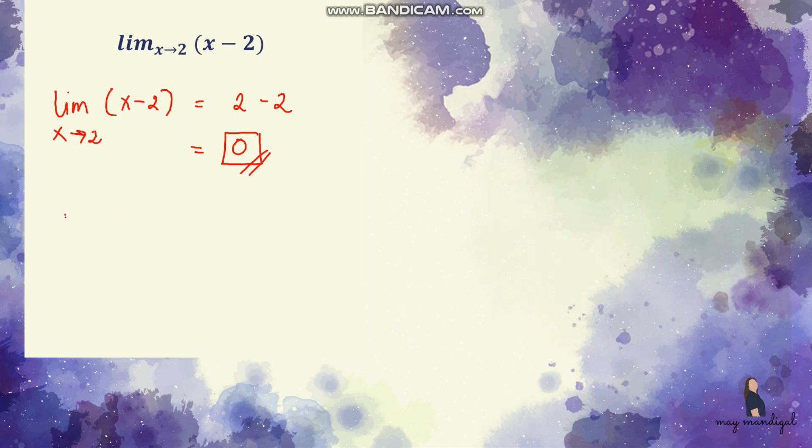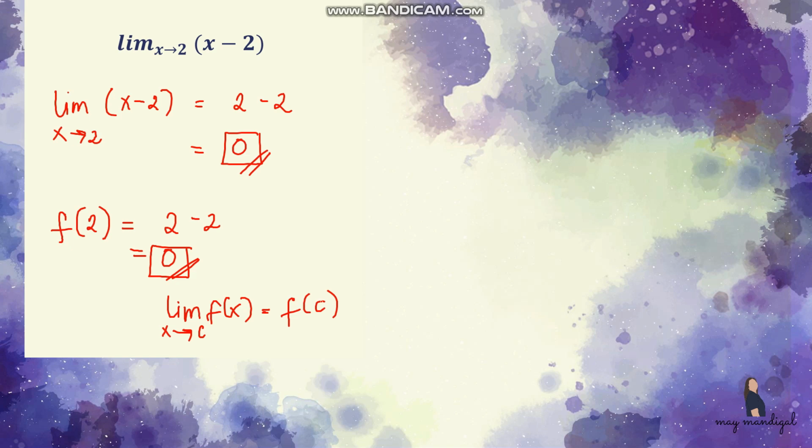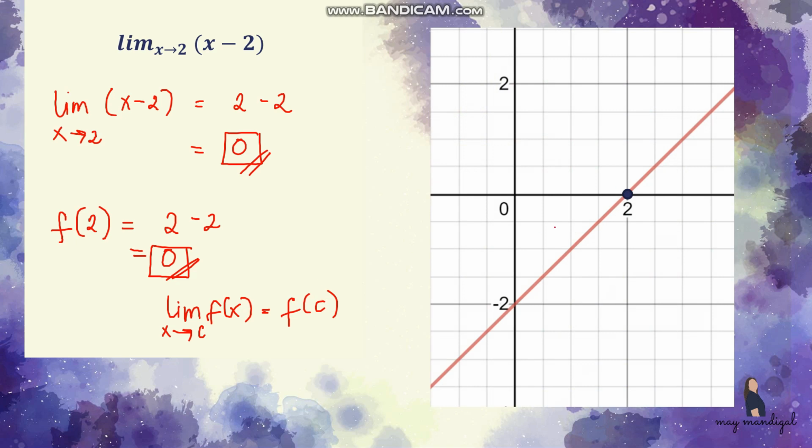So we can also solve for f of c, or f of 2 in this case. We have 2 minus 2, which is equal to 0. So they are just the same. The limit of f of x as x approaches c is just equal to f of c. Another way we can check the limits is by using the graph. So let's look at the graph of this function.